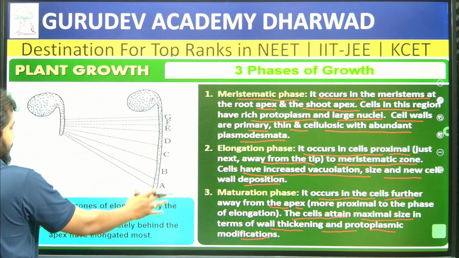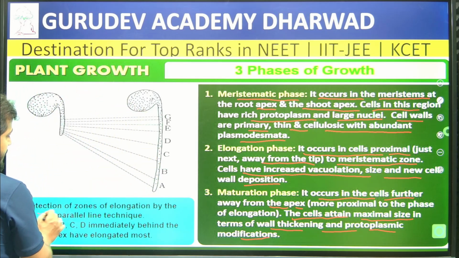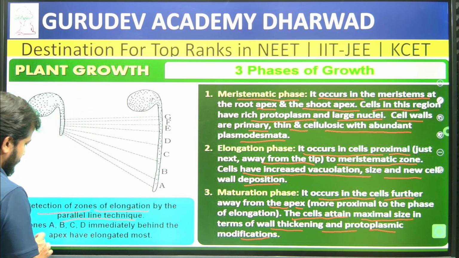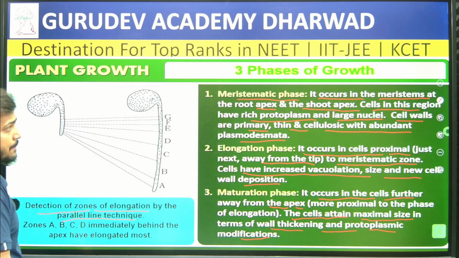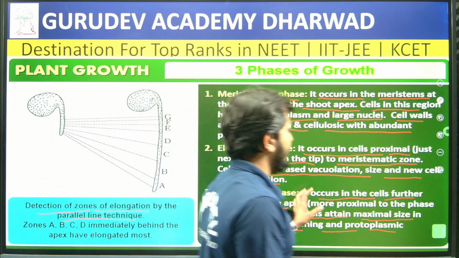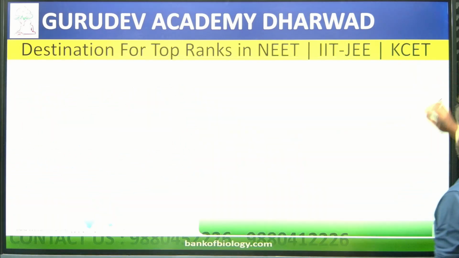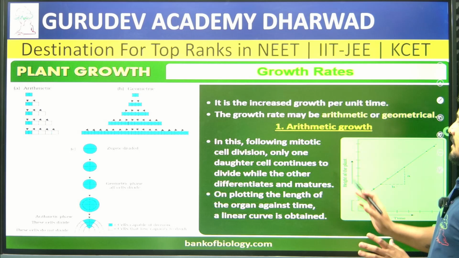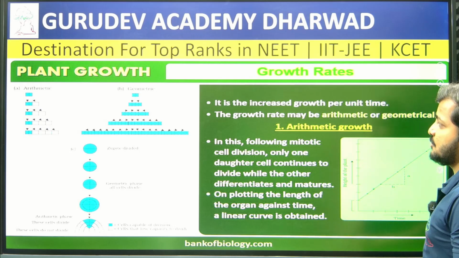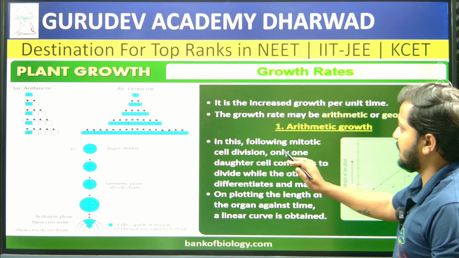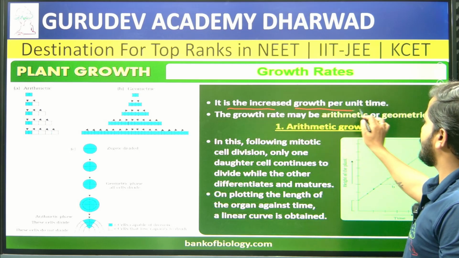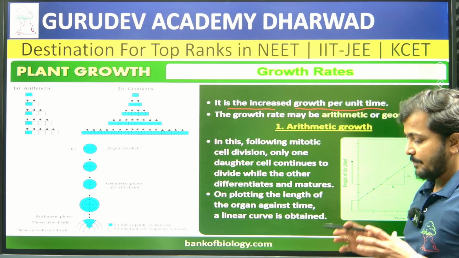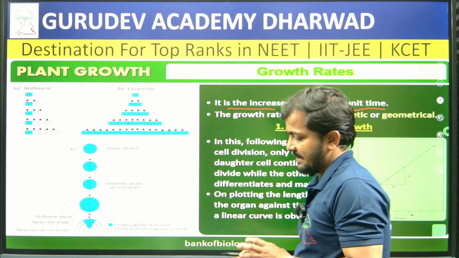So diagrammatically, whatever they have shown here is the detection of the zone of elongation by the parallel line technique. The parallel line technique can be used to understand how the elongated form of growth can be seen, right? Then growth rate, which is considered to be arithmetic as well as geometrical, we are going to see here. It is the increased growth per unit time. So arithmetic and geometrical growth we are going to measure on a time basis, right?